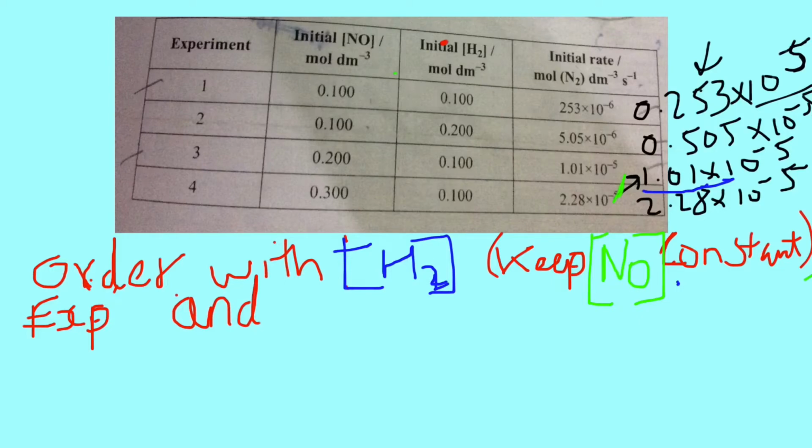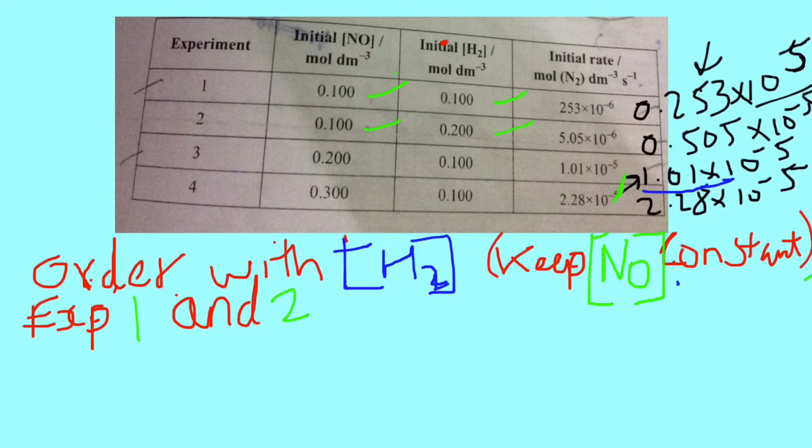As you can see here the NO value is 0.1 and here it is 0.1. So in experiments 1 and 2 it is remaining the same, and in experiments 1 and 2 the H2 value is doubling. So let's find out what happens with this. So this is constant now. So we will consider experiment 1 and experiment 2 for finding the order of reaction for H2. Let's solve this.